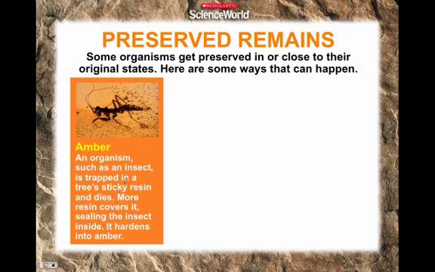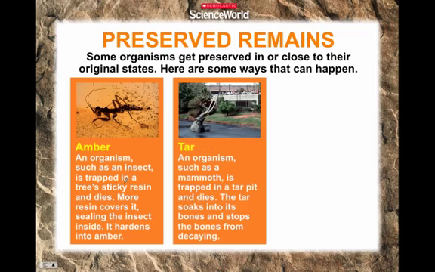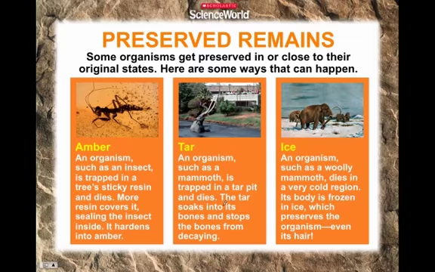Preserved remains, some organisms get preserved close to their original state. So amber, which we talked about, tar, an organism such as this woolly mammoth could get trapped in a tar pit and the tar soaks into the bones, preventing them from decay. Or ice.